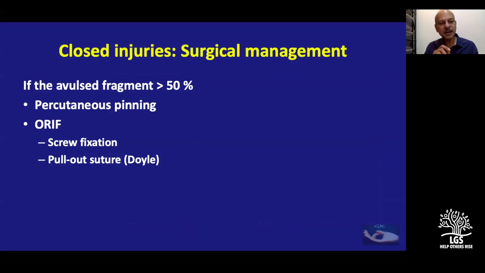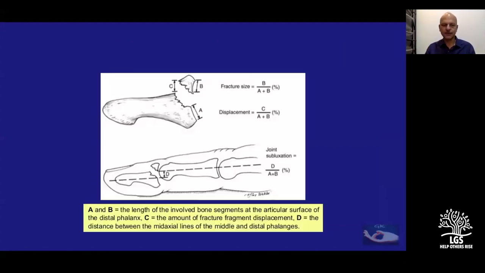Now, if the avulsed fragment is much larger, from between 30 to 40% or more than 50%, you can fix that fragment itself directly. How can we do it? You can do it either by percutaneous pinning or by open reduction internal fixation, either by screw fixation or pull-out suture. Now this, we need to calculate.